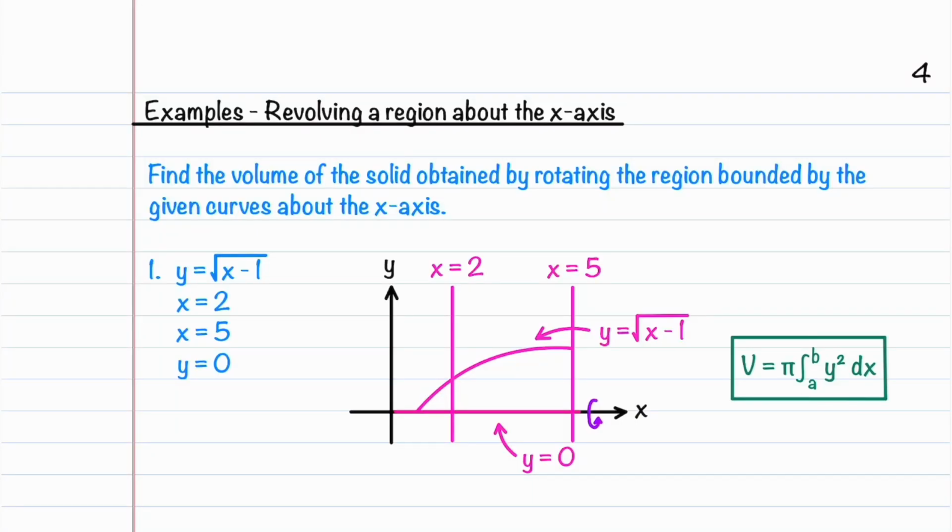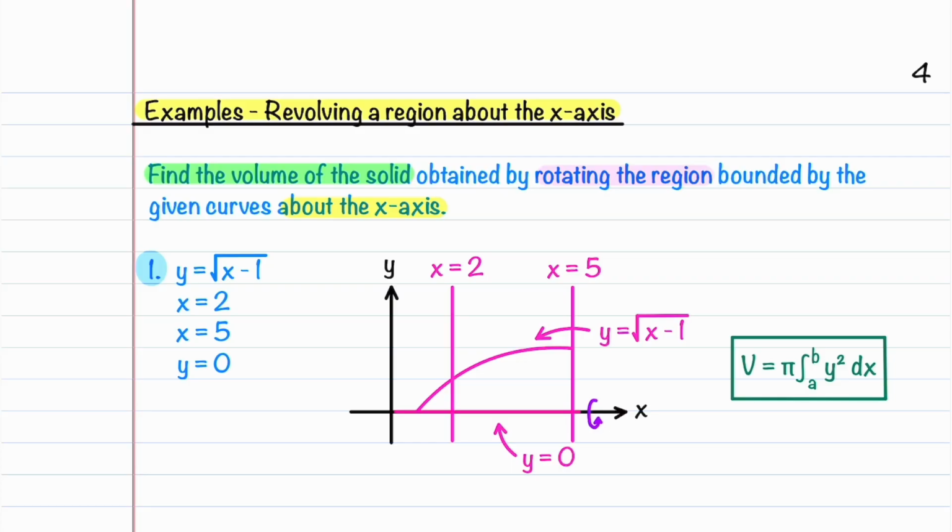We're going to walk through two examples where we revolve a region about the x-axis. We're going to find the volume of the solid obtained by rotating the region bounded by the given curves about the x-axis. Let's look at our first example. The first thing that you want to do with these types of problems is to graph each of the curves that you're given. Just to save time, I've already done that.